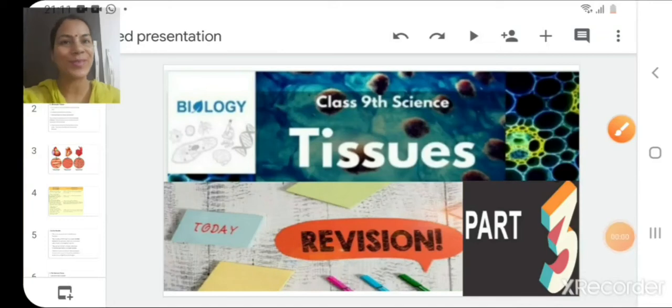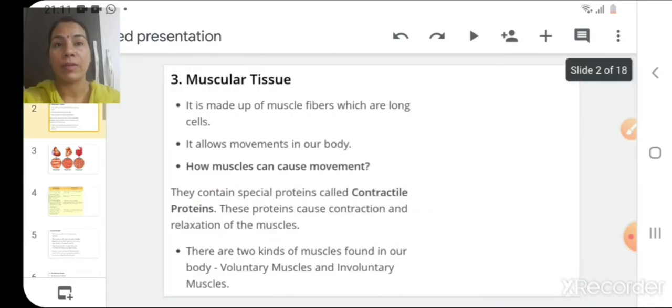Hello children, today once again we are going to revise the remaining part of chapter number 6, that is tissues, and we will also practice some of the questions at the end of this session. So let us continue with what we have done in our previous session. Today we are going to start with the muscular tissues.